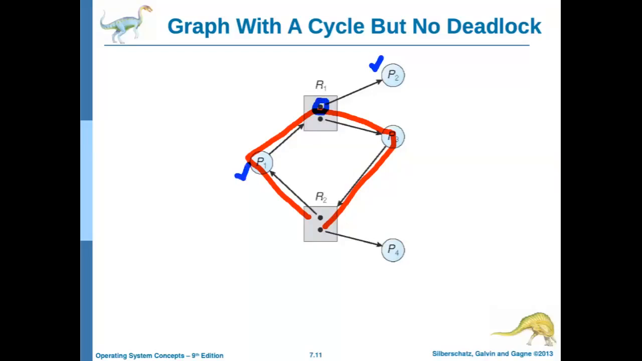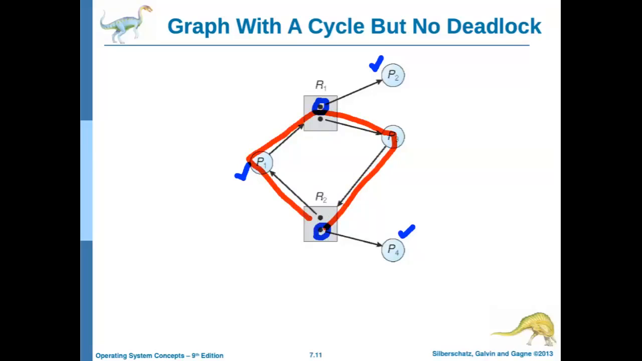Similarly, if P4 is scheduled, once P4 is done, P4 will release this resource type, this one, the one instance. And once this is released, maybe it will be taken by P3. So P3 will continue. Once P3 is done, maybe this resource, that is R1 resource type, will be released, and then P1 can continue. So even though there is a cycle, we cannot say there is a deadlock.